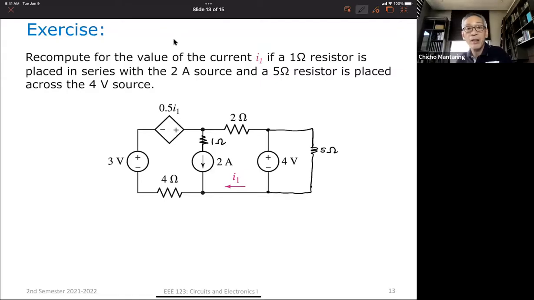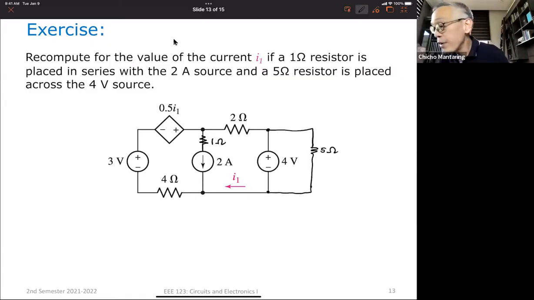Okay. Note that the number of essential nodes did not change, di ba? Hindi nagbago yung number of essential nodes. Sorry. No, forget that. Nagkaroon ka ng dagdag na essential node dito, no? So forget that statement.